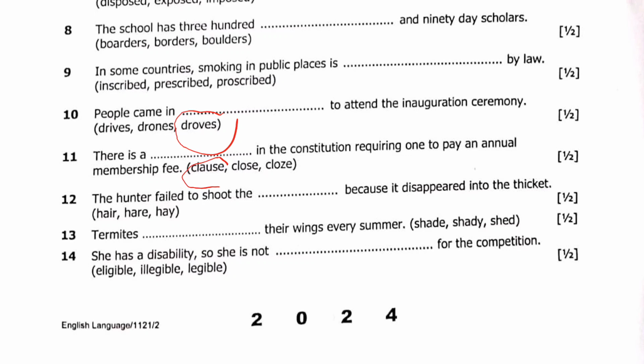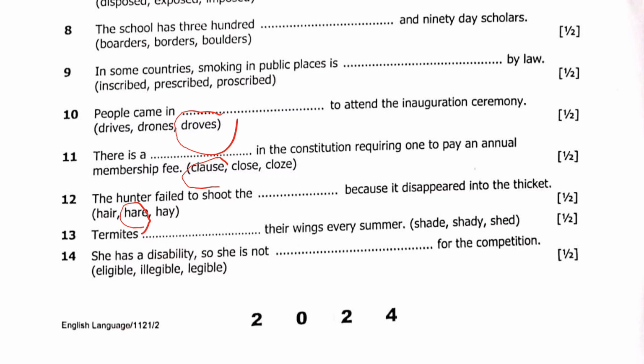The hunter failed to shoot the dash because it disappeared into the thicket. Which one is the answer? The hare, the hay. So a rabbit here, okay? So the answer here is what? A hare. Hare. All right.